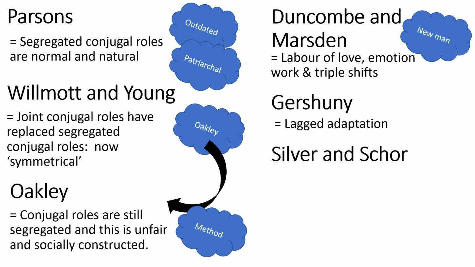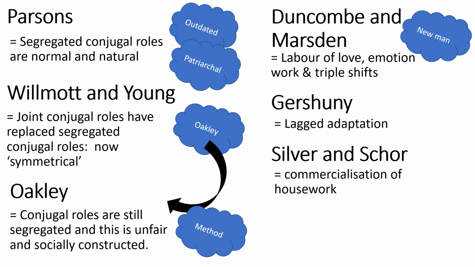So you could use this in an essay to criticise this idea by Willmott and Young that they are symmetrical today, and explain that actually they are getting there, they're on their way to being symmetrical, but Gershuny has argued that the men are lagging behind a bit. There's lagged adaptation, they're not adapting as quickly as the women.